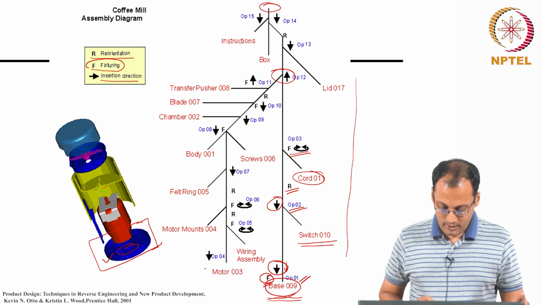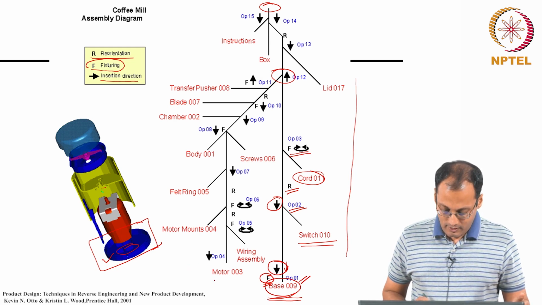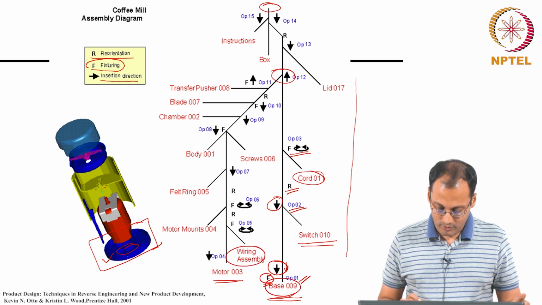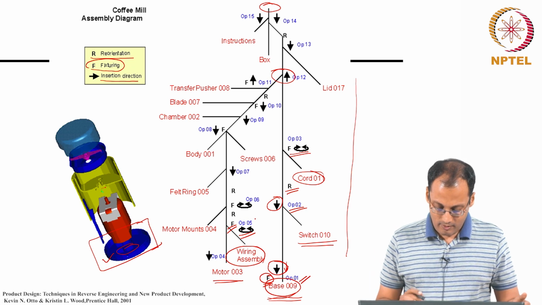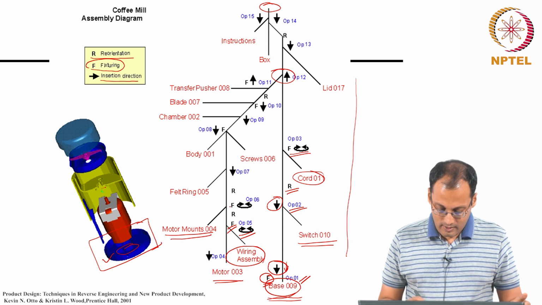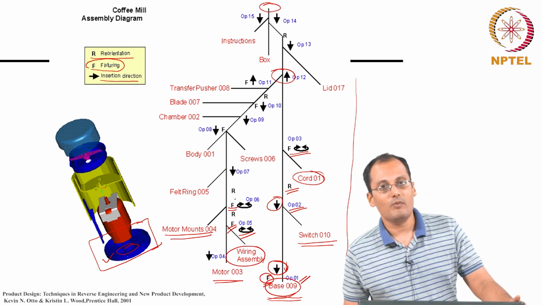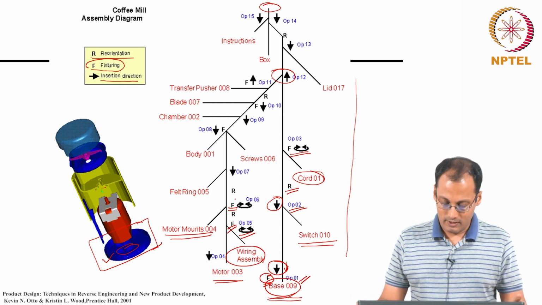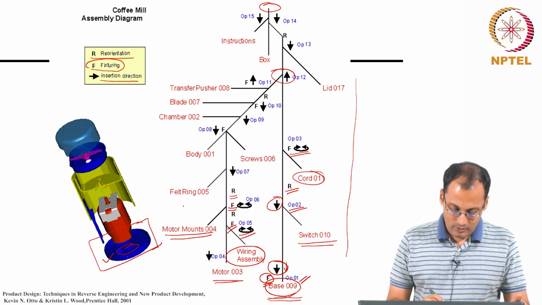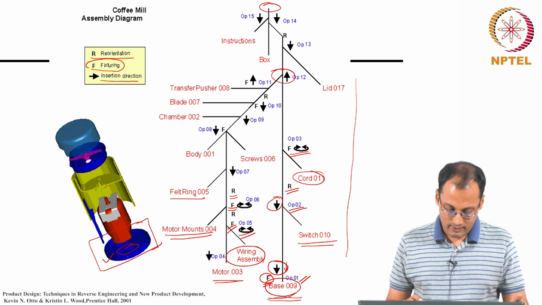Parallelly, or in a different station, we can do the assembly of the motor. The motor is taken and the wiring assembly is put, which requires fixtures, and also it might require a rotary or a twisting motion, and the motor mounts are brought. There is a fixturing requirement to assemble the motor mounts and the motor, and I will have to do a reorientation to attach the felt ring.